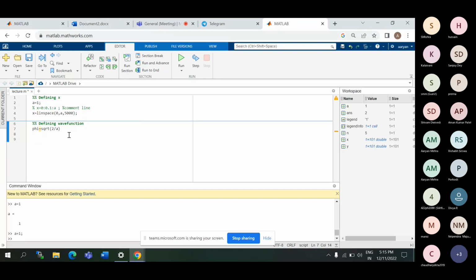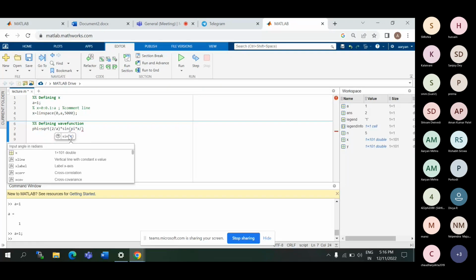Yes, sir. Now, second part is let's multiply sine. Whenever there are two things together, you can't just write like this. You have to give a multiplication sign, and the multiplication sign is this star symbol. Now what do we want to write? Pi x by a. So let's write pi star x divided by a. So this is a divide sign and a.